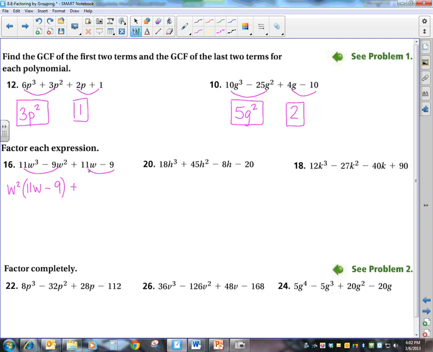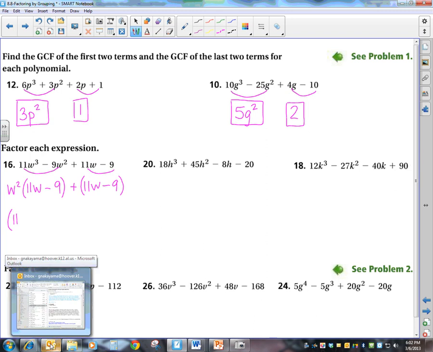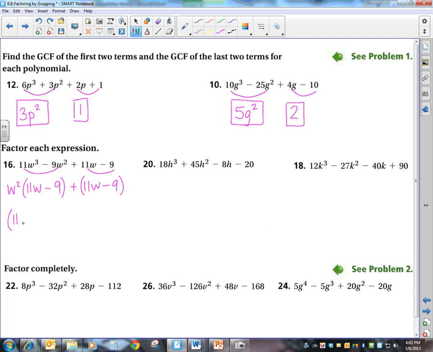And then, what's the GCF here? Well, they don't both have a variable, and we already talked about 9 and 11 not having anything in common. So we carry it down, but if you put your parentheses around it, hopefully you can see these two are the same. Okay? So that's my common binomial factor that I'm going to take out. I'm going to take out 11w minus 9, and this is what I've taken out. That's my common binomial factor.